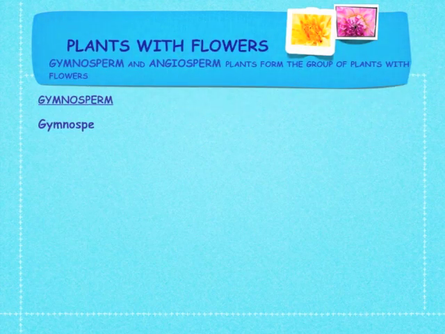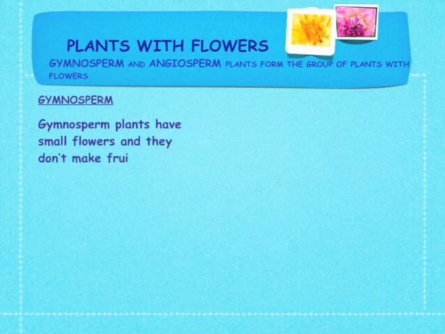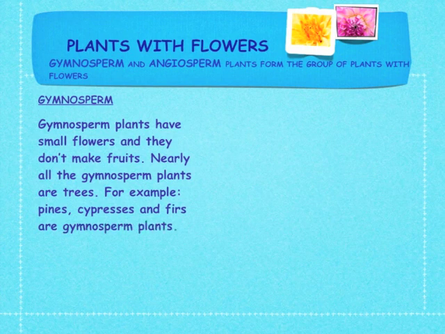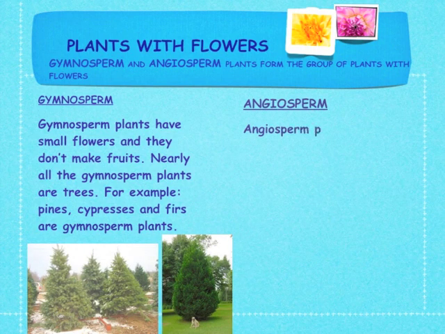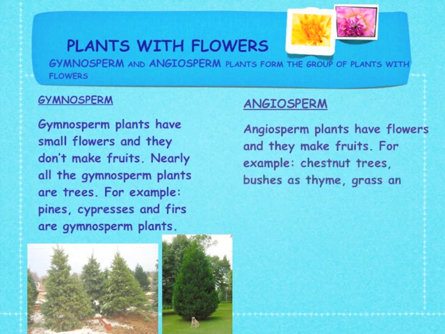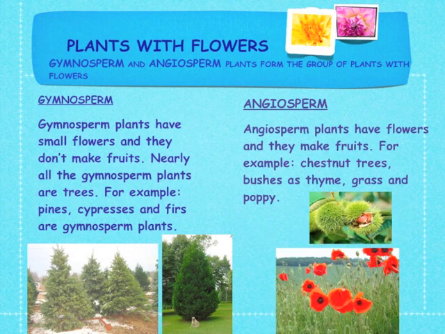Plants with flowers. Gymnosperm and angiosperm plants form the group of plants with flowers. Gymnosperm. Gymnosperm plants have small flowers and they don't make fruits. Nearly all the gymnosperm plants are trees. For example, pines, cypresses, and firs are gymnosperm plants. Angiosperm. Angiosperm plants have flowers and they make fruit. For example, chestnut trees, bushes as thyme, grasses, and poppies.